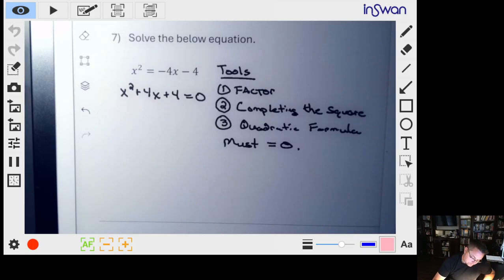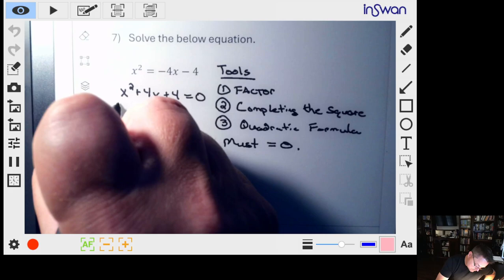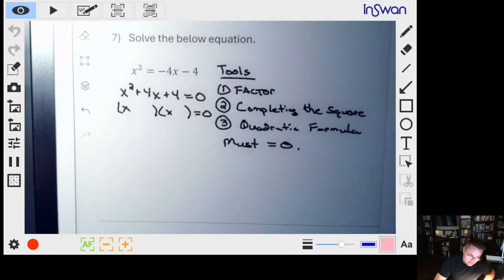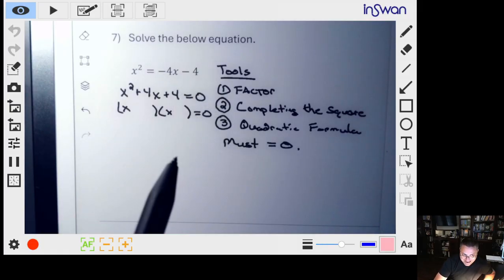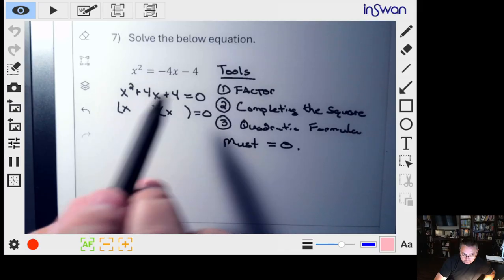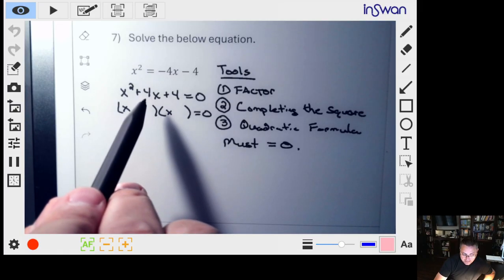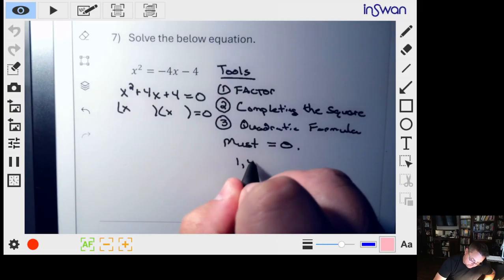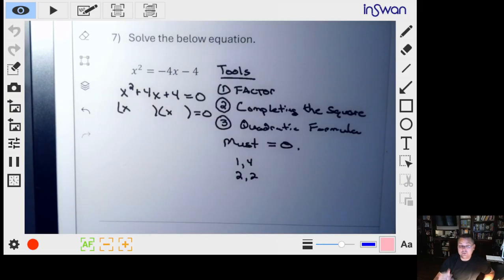Since I've got 0, I'm going to try to factor here. So I'm looking for two numbers that multiply together to give me 4, but add to give me, sorry, I pointed the wrong 4. Multiply together to give me 4, but add together to give me this 4. So the only numbers that multiply together to give me 4 are 1 and 4 and 2 and 2. The only nice numbers. When I say nice, integers. So if you look here, what I notice is that these add up to 5, but these add up to 4.